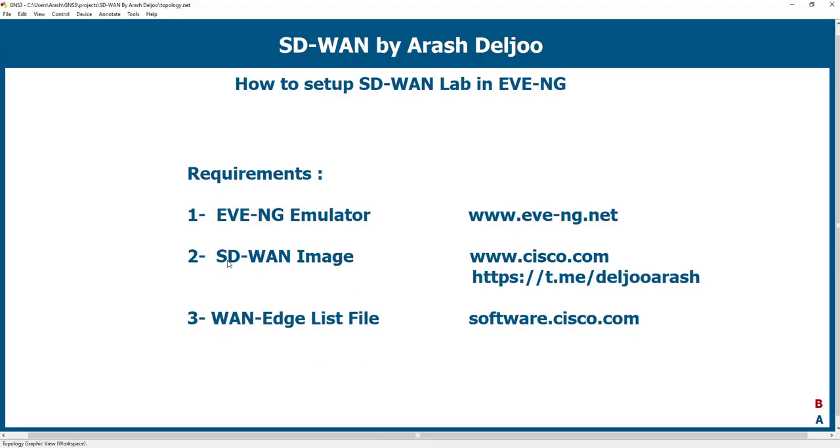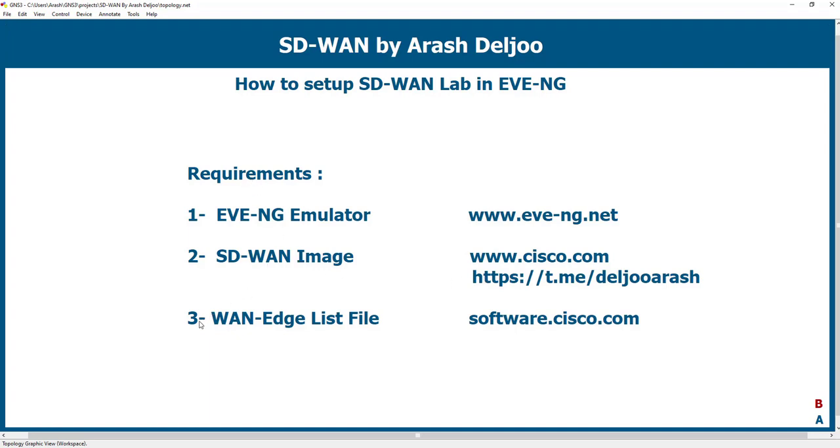Second, SD-WAN images. SD-WAN images include the vManage image, vBond image, vEdge image, and vSmart image, and also the CSR1000V image. You can download all of them from www.cisco.com or my personal Telegram channel, https://t.me/delgooarash. You can download all of the images from my Telegram channel, and this is free. Okay, this is the second requirement.